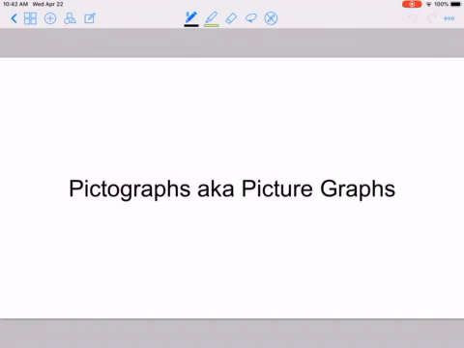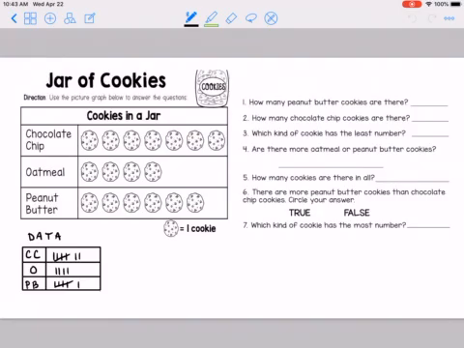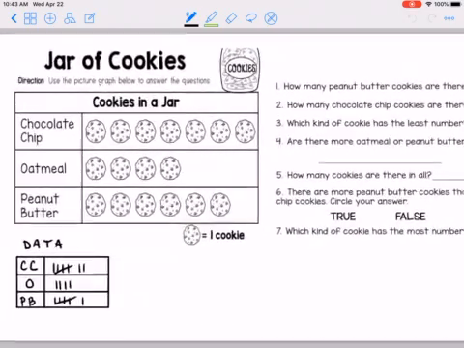Some places call them pictographs, some places call them pictographs. It just kind of depends on who you're talking to and what's going on. I'm going to call them pictographs because that's kind of a fun word. That's a new word.